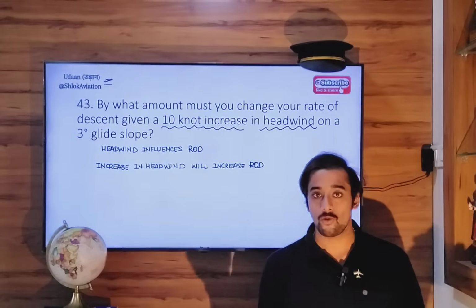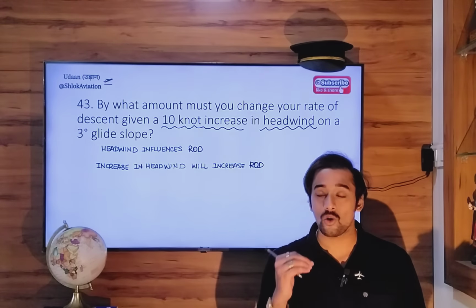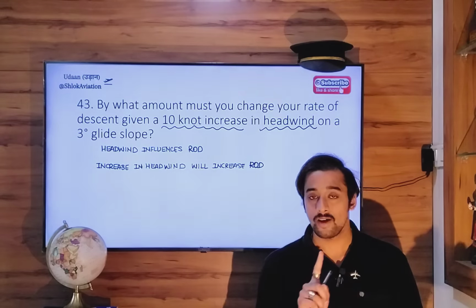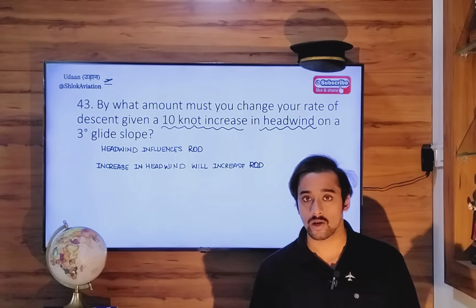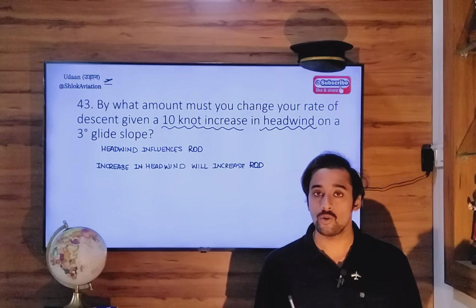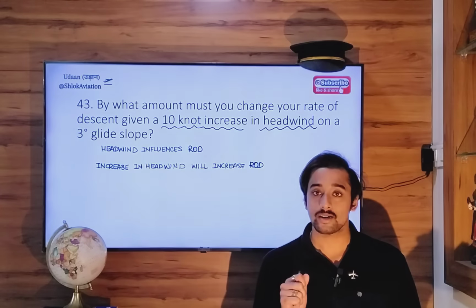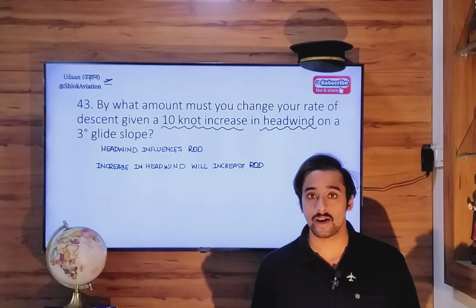So you do not want this situation. You want a constant rate of descent as you follow a 3 degree glide slope. So if headwind tends to increase your rate of descent, what will you as a pilot do in order to counteract that or cancel that effect of headwind?